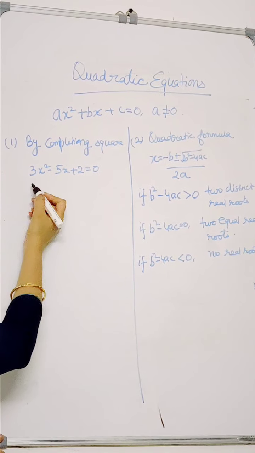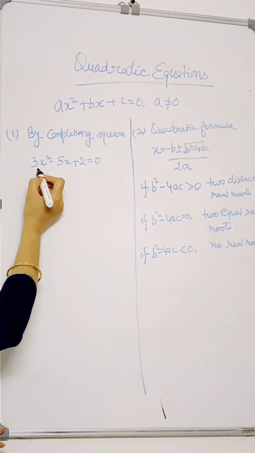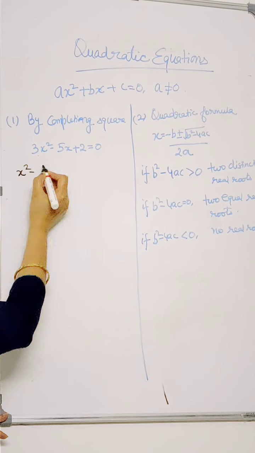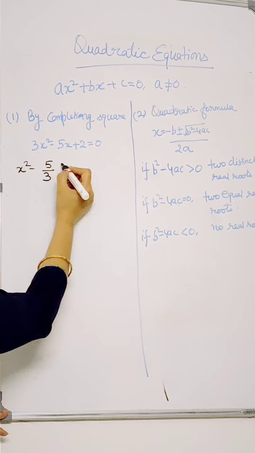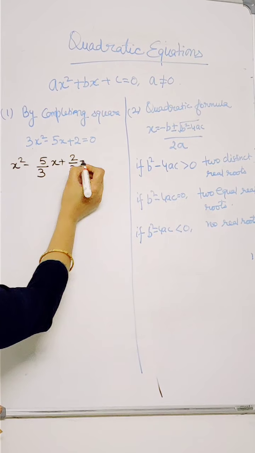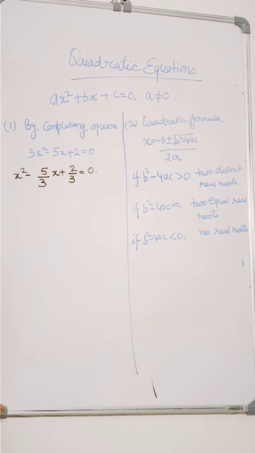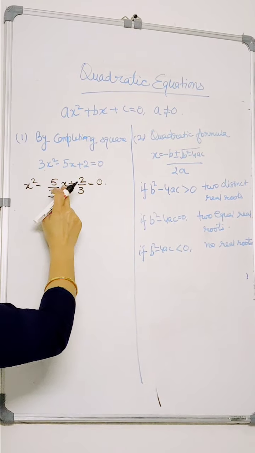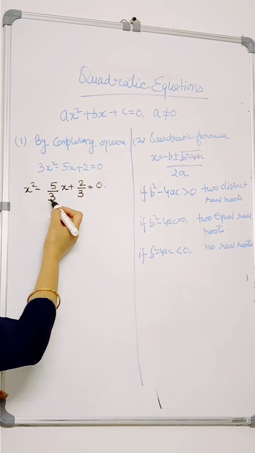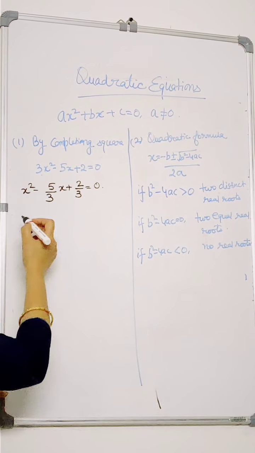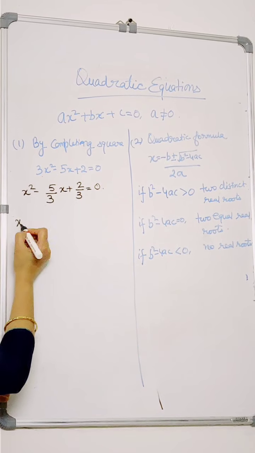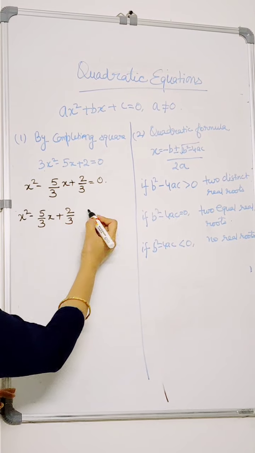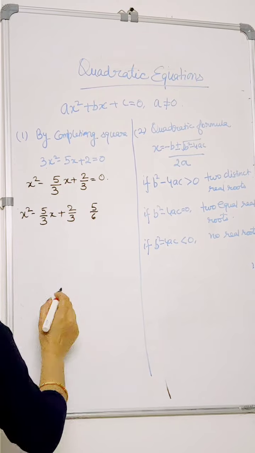Then in this method, first of all, we have to make the coefficient of x square 1. It means that we have to divide the whole equation by 3. Then we get x square minus 5 upon 3x plus 2 upon 3 is equal to 0. Now after making the coefficient of x square 1, we take the coefficient of x, whatever it is, and we divide it by 2. After dividing by 2, it becomes 5 upon 6.